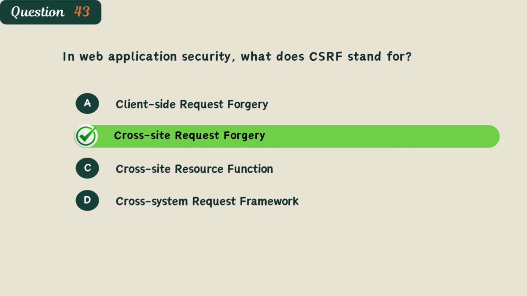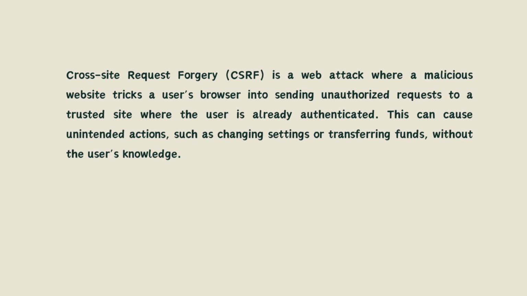Correct answer. B. Cross-site request forgery. Cross-site request forgery is a web attack where a malicious website tricks a user's browser into sending unauthorized requests to a trusted site where the user is already authenticated. This can cause unintended actions, such as changing settings or transferring funds, without the user's knowledge.